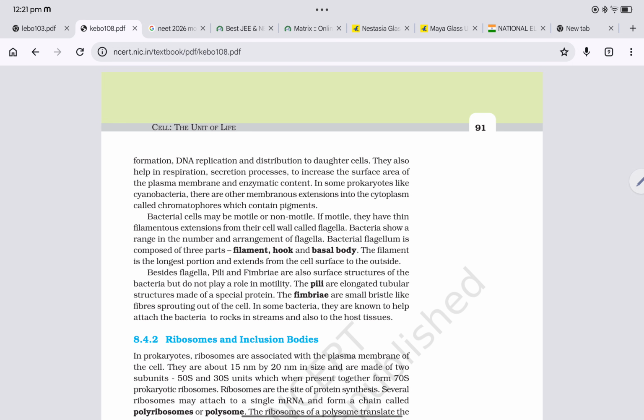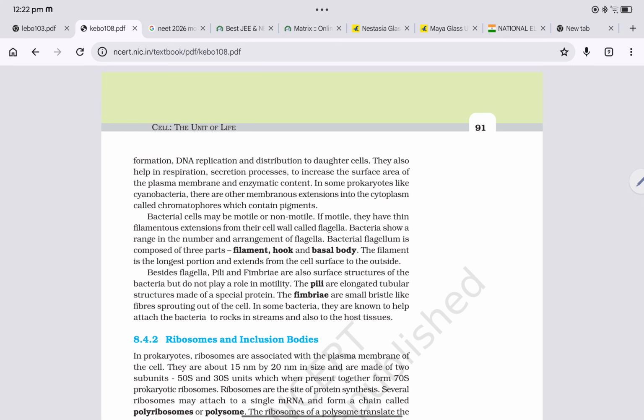Bacterial cell may be motile or non-motile. If motile, they have thin filamentous extensions from their cell wall called flagella. Bacteria show a range in the number and arrangement of flagella. Bacterial flagellum is composed of three parts: filament, hook, and basal body. The filament is the longest portion and extends from the cell surface to the outside.